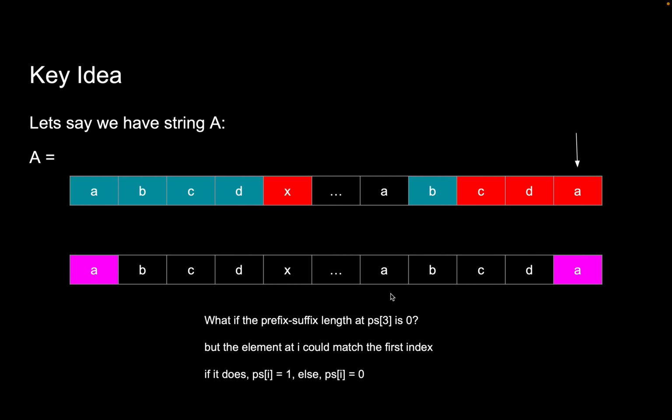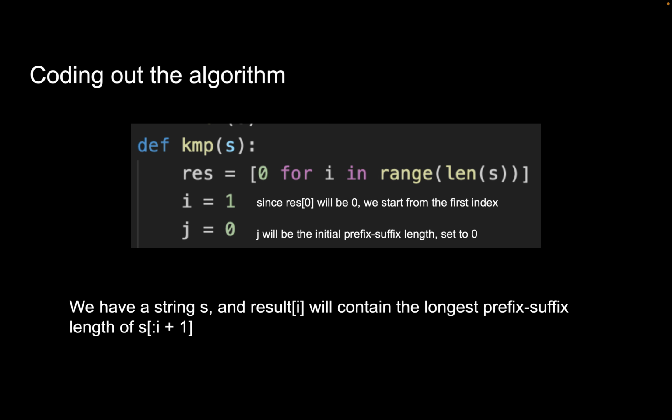So essentially what we're doing in this case is we're just checking whether the first element matches the current element, and if it does, the prefix suffix is 1, otherwise it's 0. So let's say it was A and T, then we know that there is no common prefix suffix for this entire subarray, and we can set the prefix suffix at this index I to be 0. Let's first code out the algorithm before going into this use case.